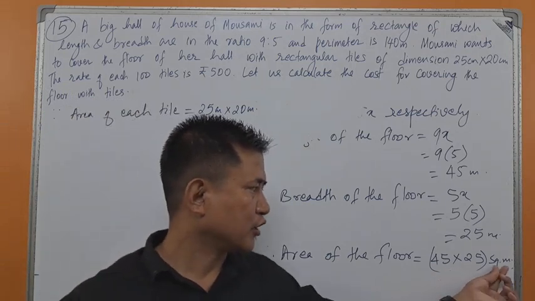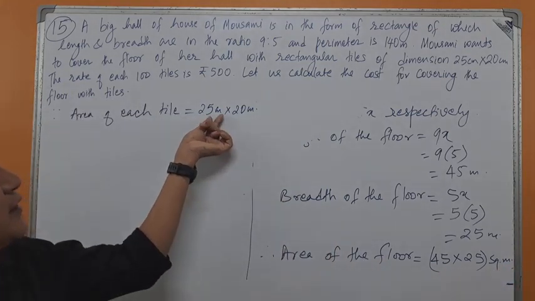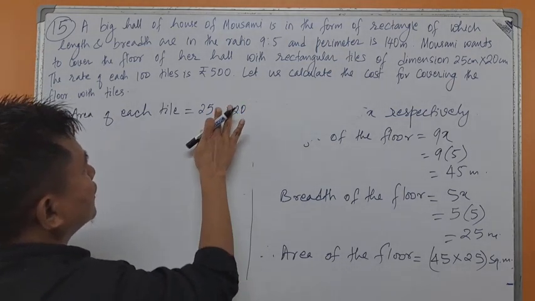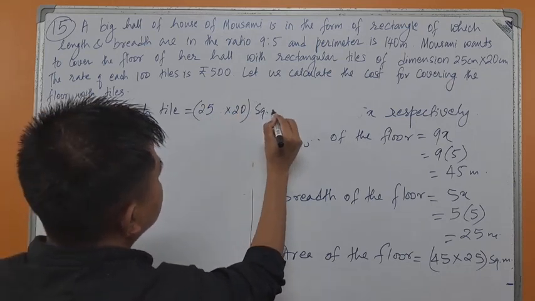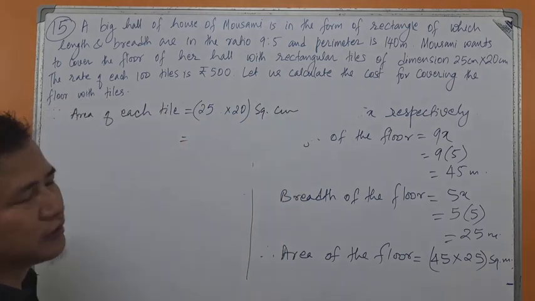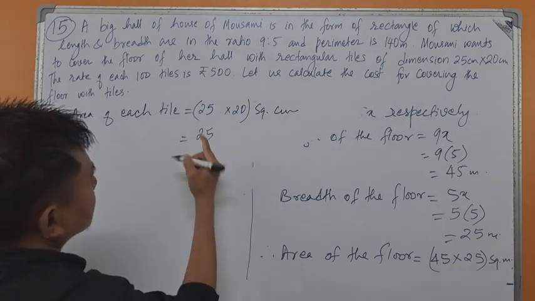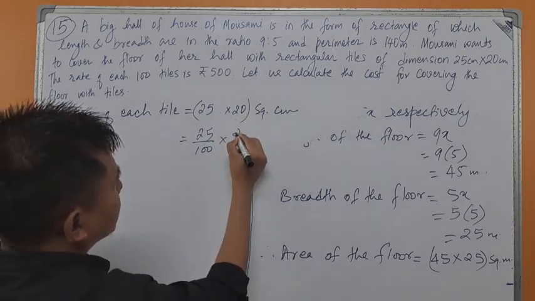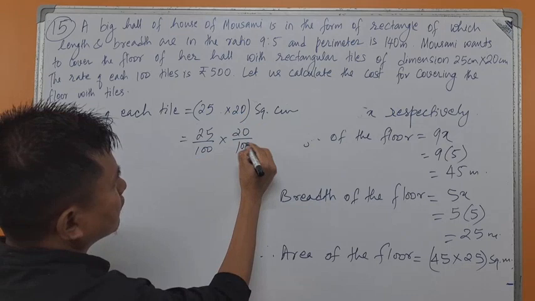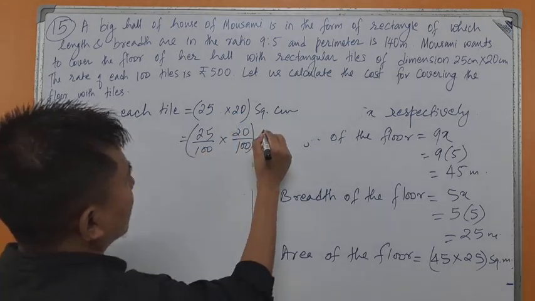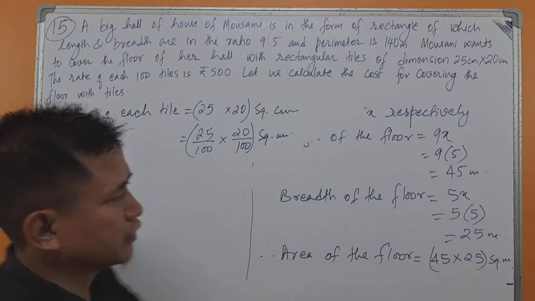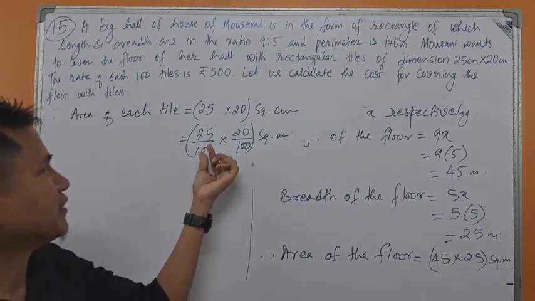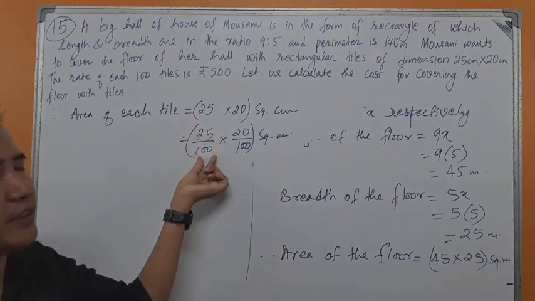Area of floor is in square meters, but the area of tile is in square centimeters. 25 centimeter into 20 centimeter is 25 into 20 square centimeters, isn't it? So we convert this into meters. 25 centimeter divided by 100 will give us meter, into 20 centimeter divided by 100 into meter. Now this is square meters. We are making the same unit, square meter. 100 centimeters equal to 1 meter, isn't it? Therefore I am converting centimeter to meter by dividing by 100.